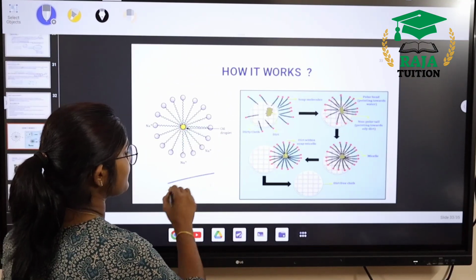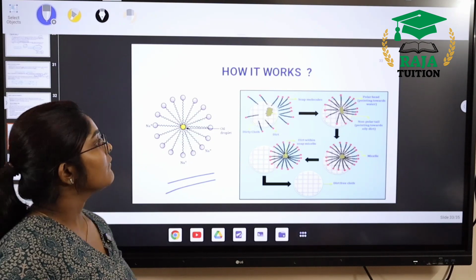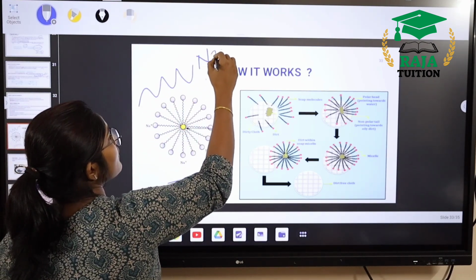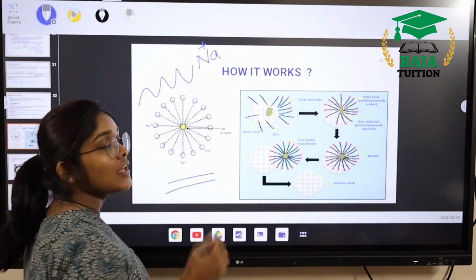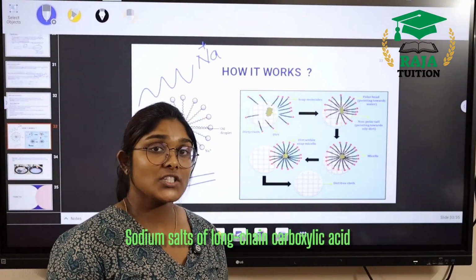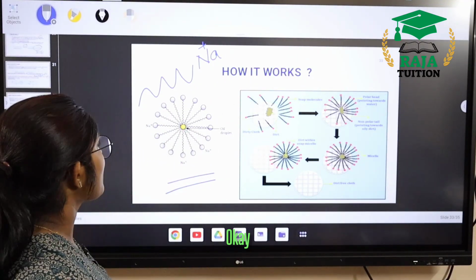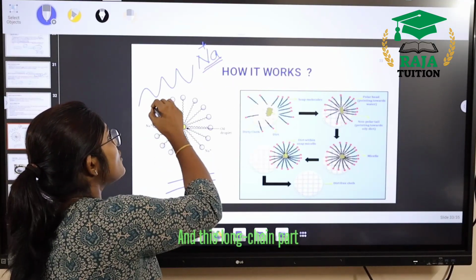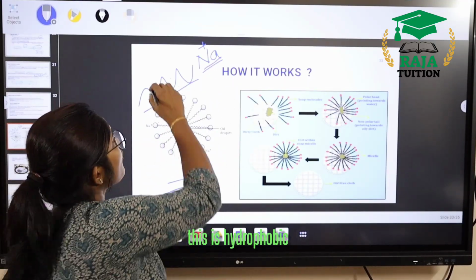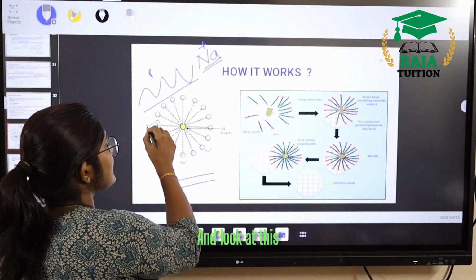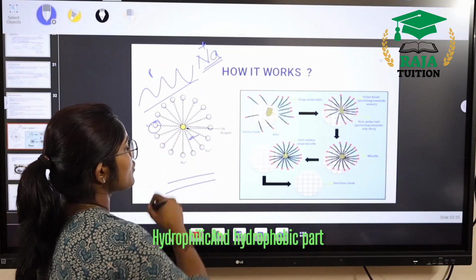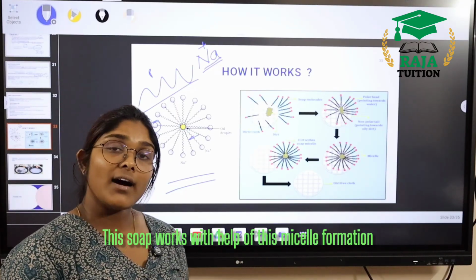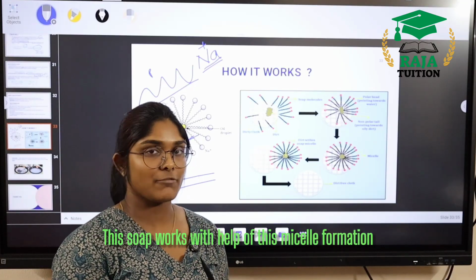This is a micelle structure. This is the structure of soap, sodium salts of long chain carboxylic acid. This sodium part is hydrophilic, and this long chain part is hydrophobic. Look at this, the hydrophilic and hydrophobic parts. Okay, micelle formation. Soap works with the help of this micelle formation.